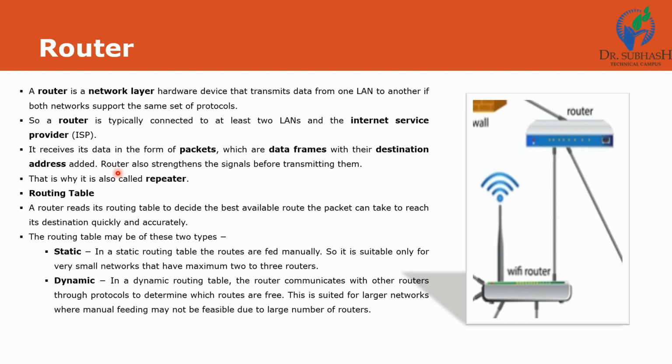Another work of a router is that it also provides a stronger modulation of signals, so that the signal can pass through a longer distance. That is why it is also called a repeater. Another one, there is one concept, and that is the routing table.